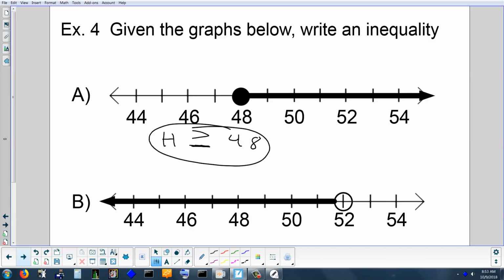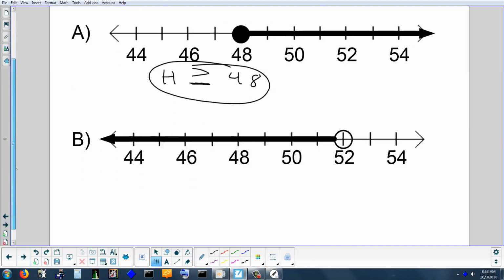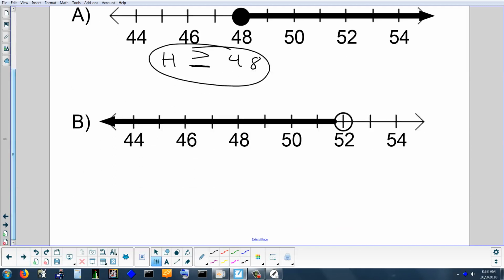Every number above 48. Close, very close. Every number includes 48, or both. Including 48, yes. Every number 48 and above. So you can include 48. Let's look at this: every number greater than 48, including 48.